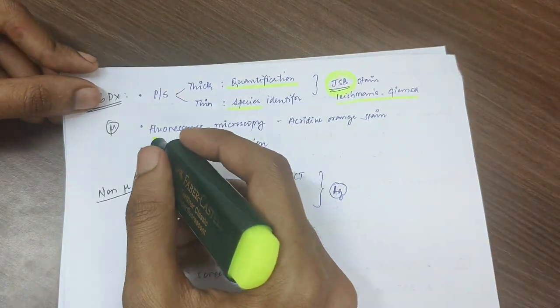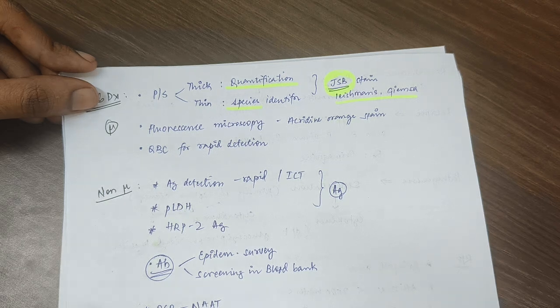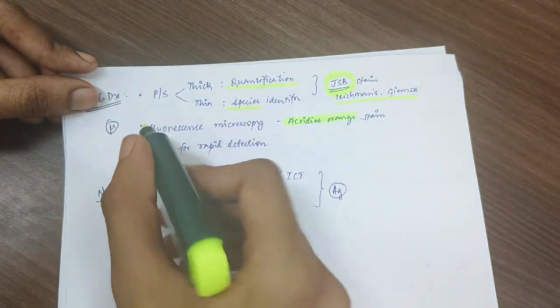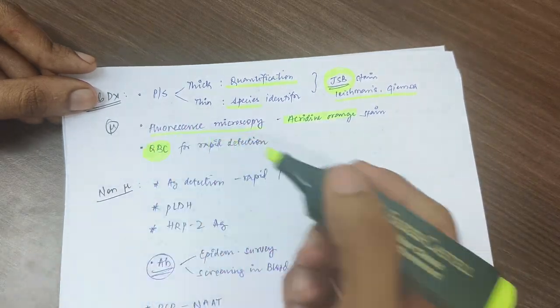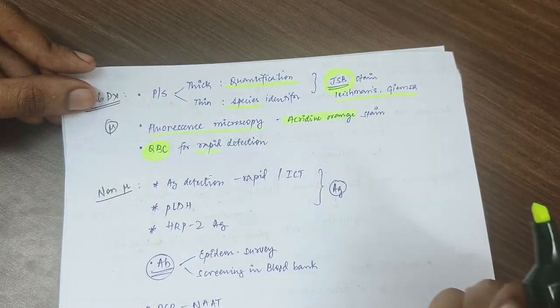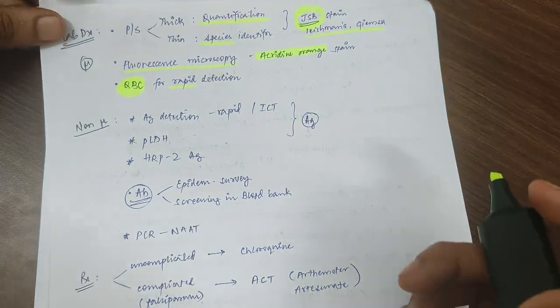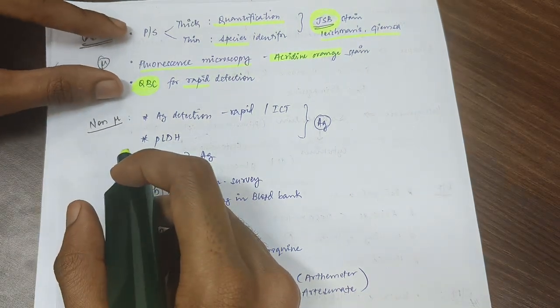Then fluorescence microscopy. Fluorescence microscopy is basically using the acridine orange. And quantitative buffy coat test for rapid identification. You're going to see the 3 layers there, and that is not required in detail also. These are all the microscopic tests. What I mentioned is microscopic tests.